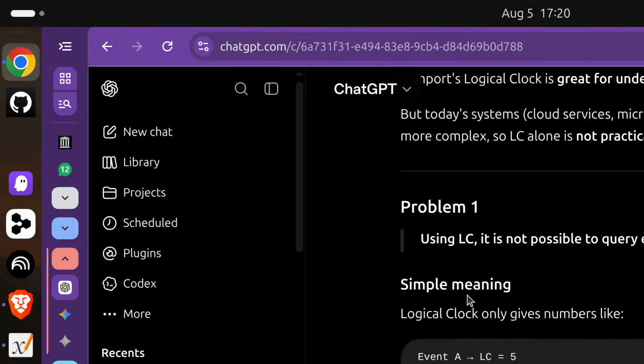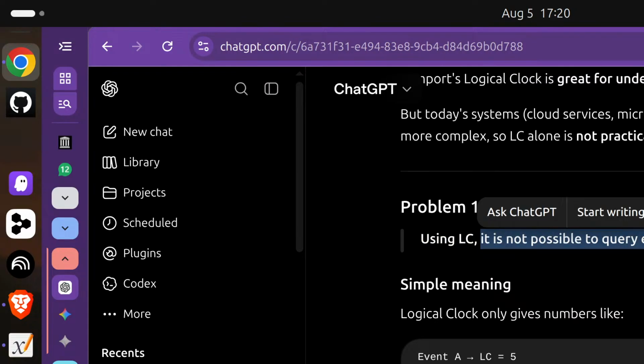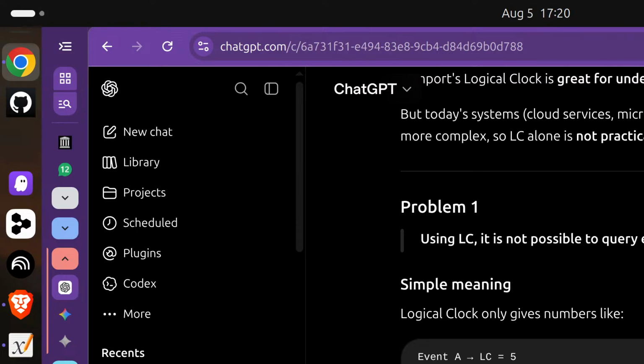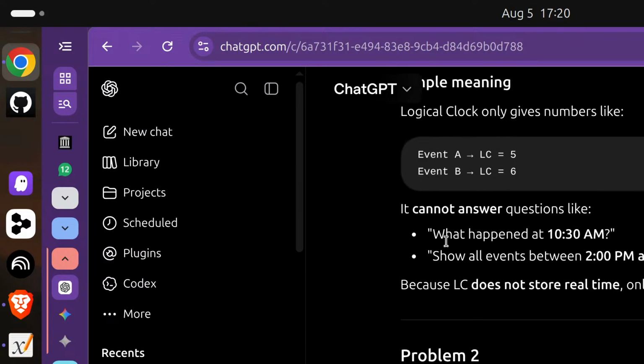Problem 1 for that: using logical clock, it is not possible to query events in relation to physical time. That's correct, because it is not using physical time, right? The simple meaning: logical clocks only give numbers like 5, 6. It cannot answer what happened at 10:30, or all events between 2 p.m. and so on, because LC does not store real time, only the order of events.